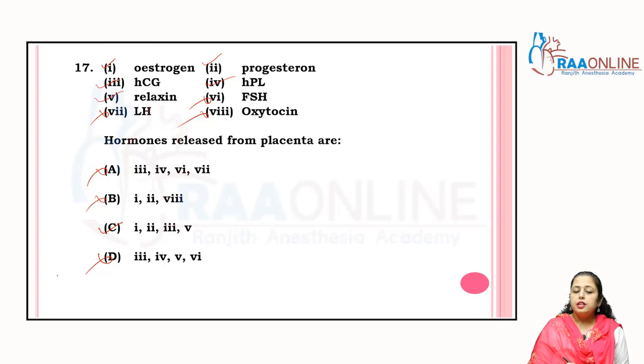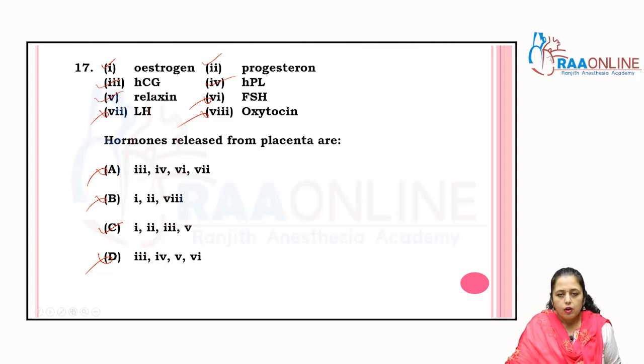FSH is secreted by the anterior pituitary, LH is secreted by the anterior pituitary, oxytocin is synthesized by the hypothalamus and secreted by the posterior pituitary, that is the neurohypophysis. And these hormones at the time of pregnancy are secreted by the placenta. Otherwise, estrogen and progesterone both are secreted by the ovary also, right? But HCG, HPL and relaxin are present only at the time of pregnancy. They are secreted only in pregnancy.